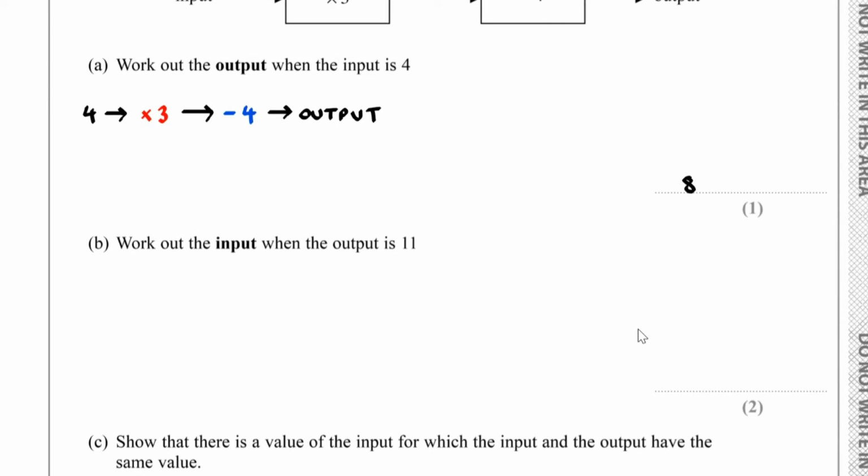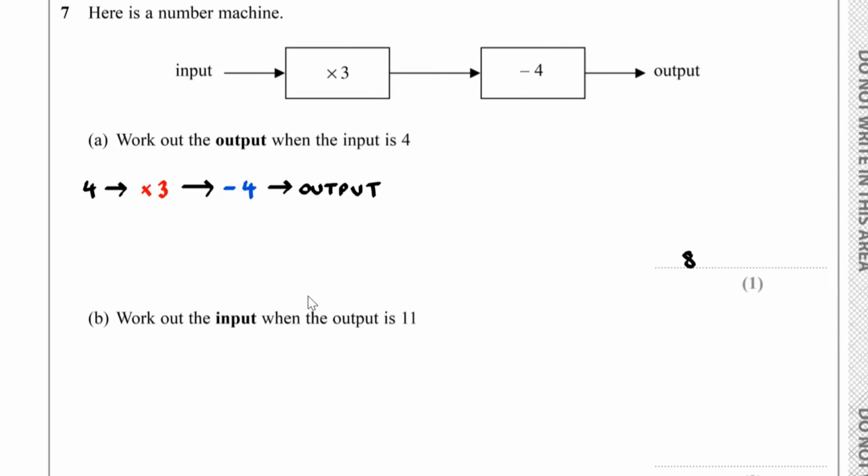Then we have to work out the input when the output is 11. Well, for this we need to use inverse operations. So we start off this time with the output being 11. From this, we need to work out the inverse of subtracting 4, which is adding 4. Then, after this, instead of timesing by 3, we would have to divide by 3. And then after that, we get the input.